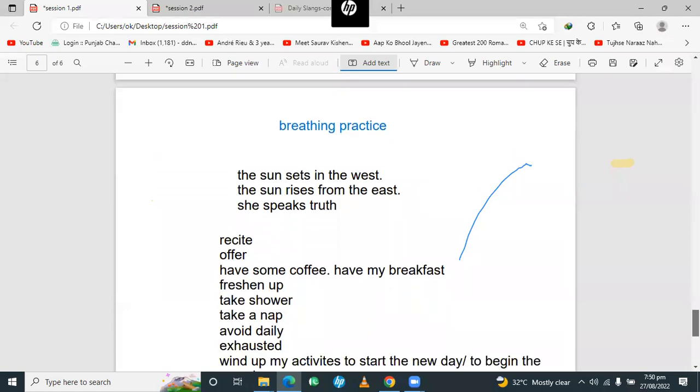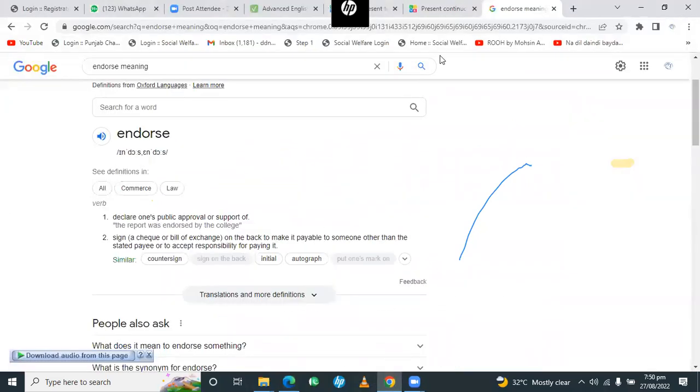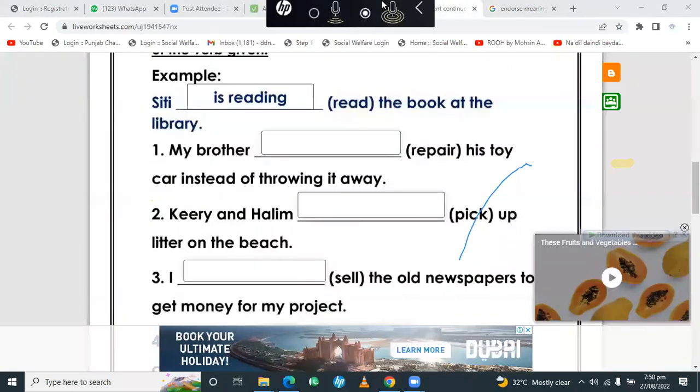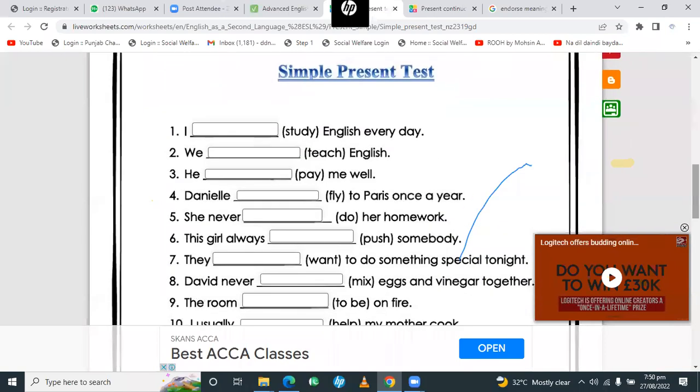Present simple structure, use, daily routine description, is it clear? Okay, it's clear. So let's do this worksheet. Now I'm saying the sentences, you have to write. I dash studies your main verb English every day.